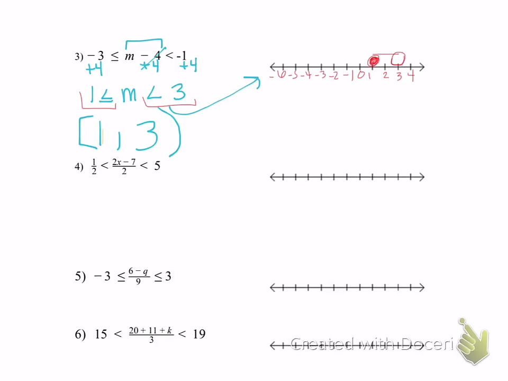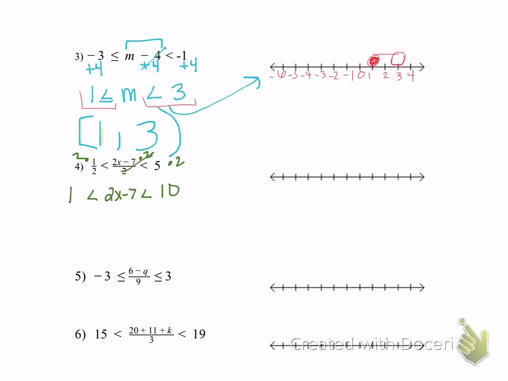Alright, so let's see. Let's jump to this next one. Number 4. So let's see. Let's solve it. So if we have this entire thing being divided by 2, that's what we have to get rid of first. So since that entire thing is being divided by 2, we have to multiply each side by 2. So these cancel out. So I've got a 2x minus 7 in the middle. 1/2 times 2 gives me a 1. And 5 times 2 gives me a 10.